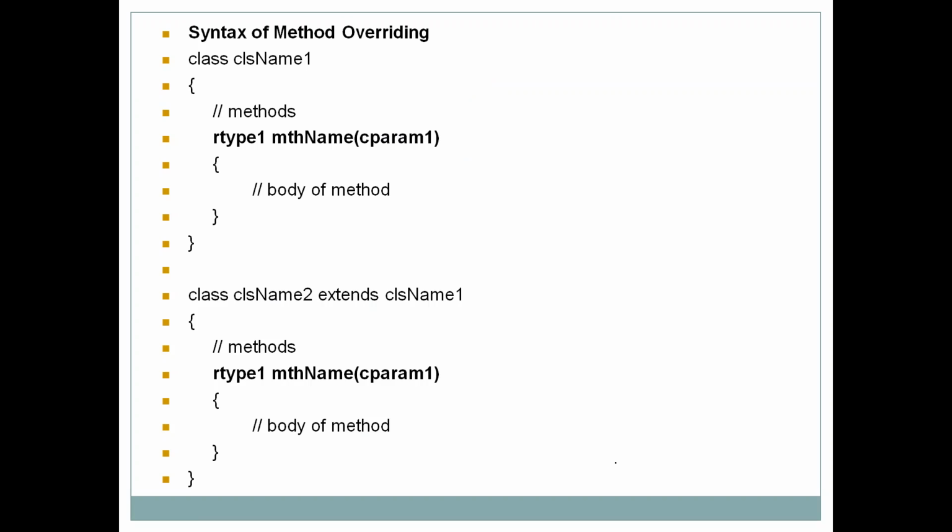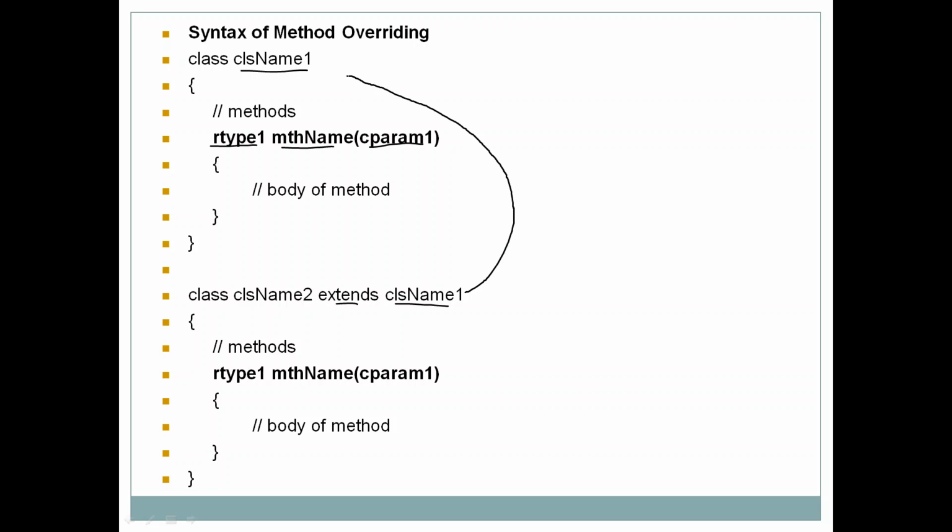Look at this example. We have a class, say class name 1, and some method here. There is a return type, method name and the parameter, and we have a method body, and the class is closed. So we have one class declared here. Now we have one more class, class 2, and this class is extending the first class. You can see CLS name 1. So this is CLS name 1 and this is inheriting it.